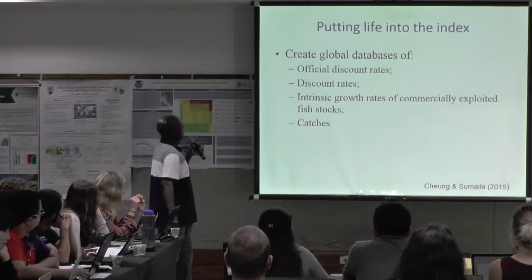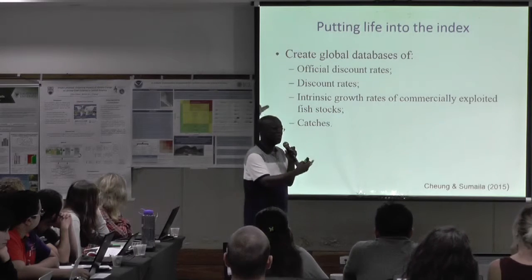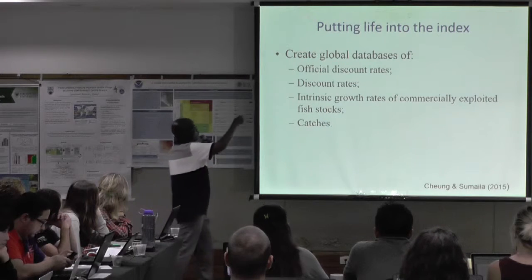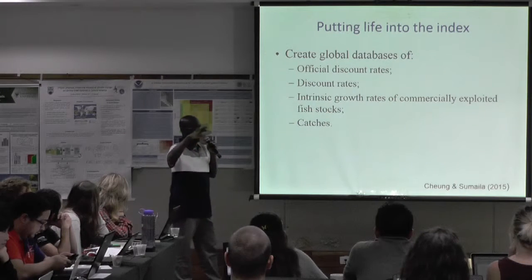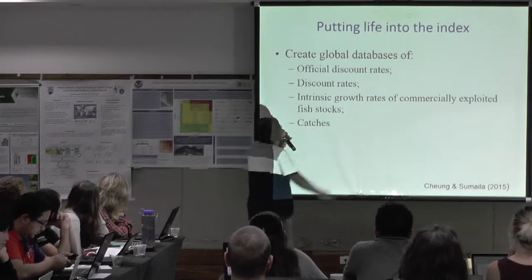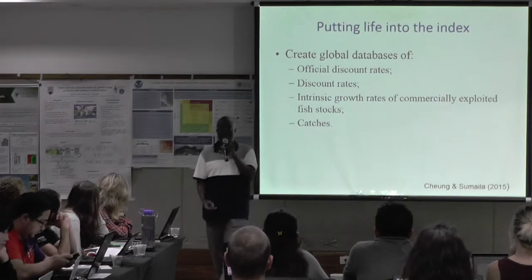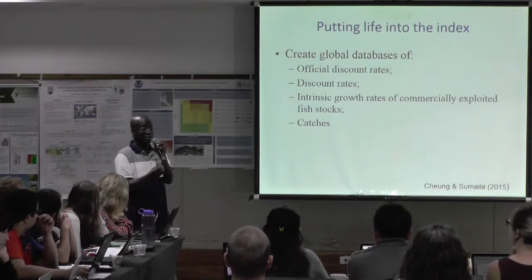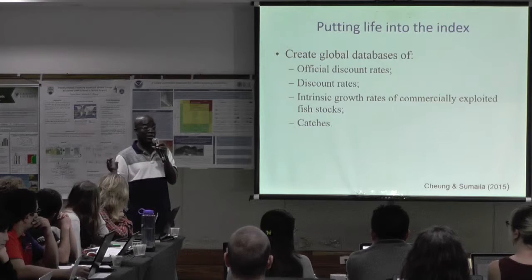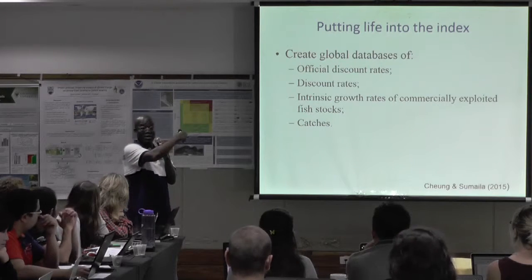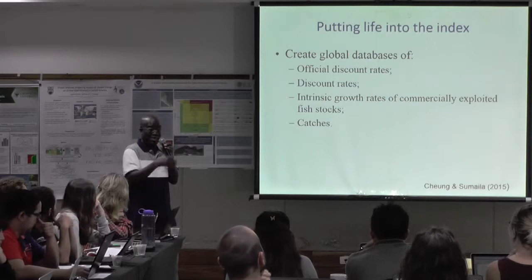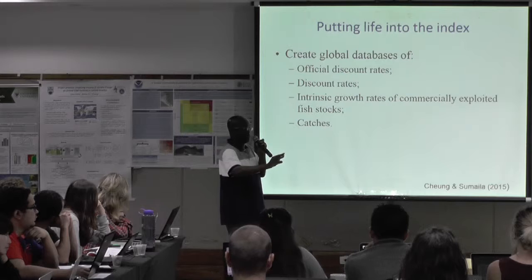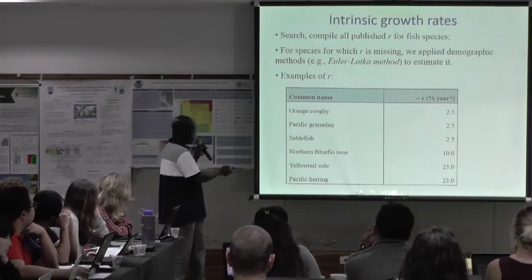All right, so putting life into the index, because it looks so dry and boring, but let's see how the data brings life into it. To be able to calculate that, you need to know the discount rates of countries. We're looking at this at the country level. You need to know the intrinsic growth rates. You need to know what catches you take, right? Simple. Many countries report their discount rates. Many biologists have estimated intrinsic growth rates. So we looked for all the data we have. And where there is no data, we found a model. Like the intrinsic growth rate, there are models that have been developed to calculate this. So we have data for every commercial species, for every country, in our database, and we go ahead and start doing some calculations.